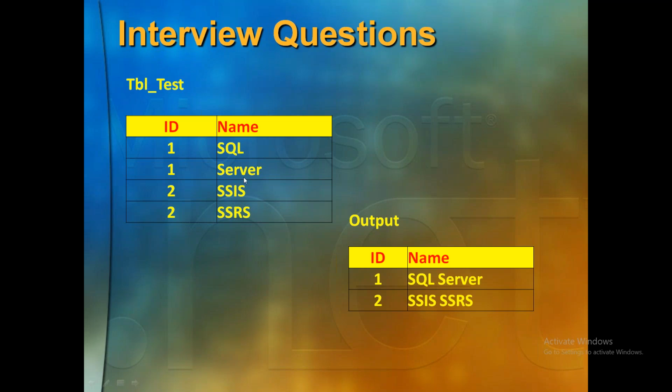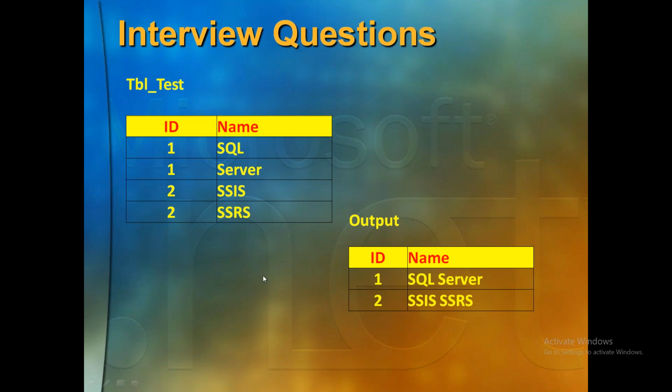I have SQL and Server. I have SSIS and SSRS. When the ID is the same, I want to get the data like this: SQL and Server, and I should get one row. And for the other ID, SSIS and SSRS, I should be able to get in one row. These are multiple rows that have to be grouped together, and I should be able to get them into one row, based on this number. Clear? So the table name is called table test. This is also one more interview question asked recently.